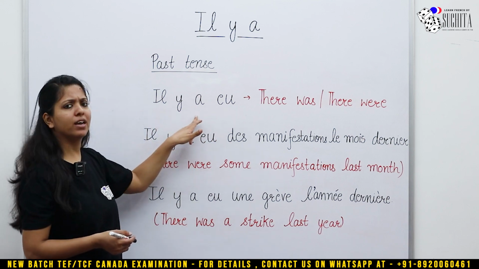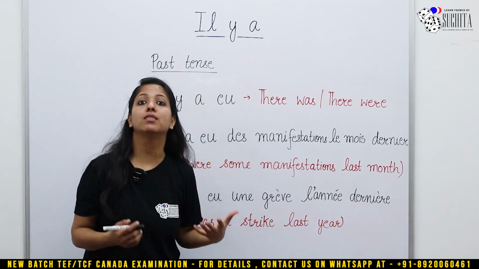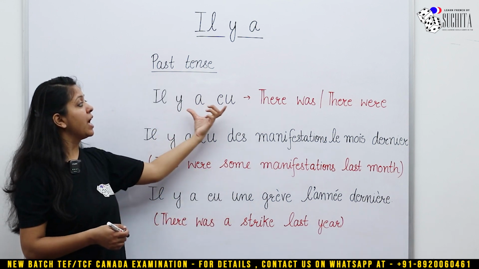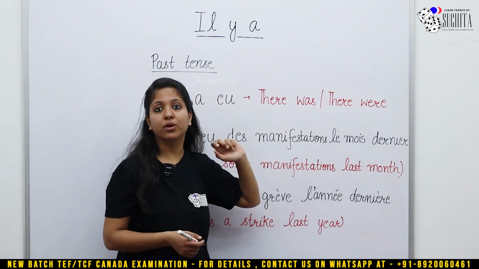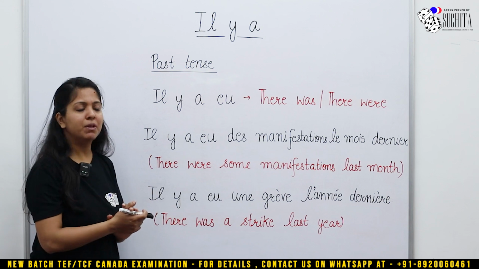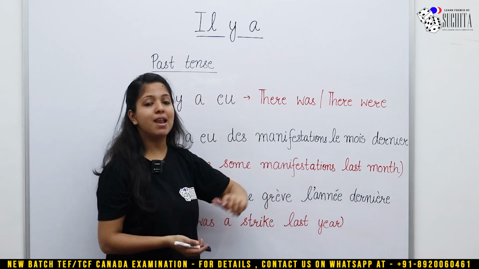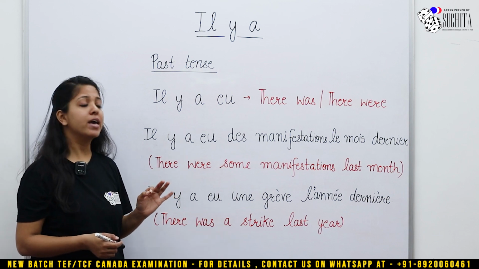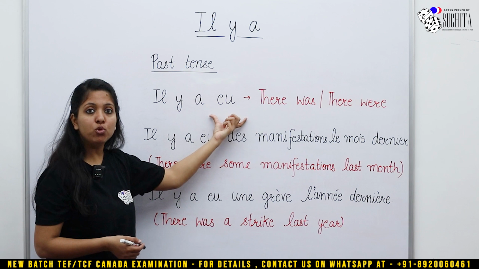So, here, what have I done? I have actually conjugated the verb avoir in passé composé, in the past tense. So, il y a eu. Of course, now it would mean there was or there were. Let's look at a few examples. If you want to say there were some manifestations last month, you will say there were. So, there were is equivalent to il y a eu.